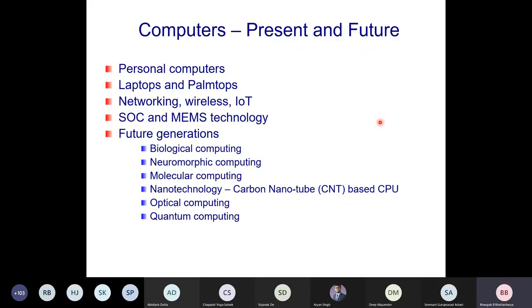So in future generations of computing, you might experience this kind of thing. Some of them have already arrived in the market, or already arrived in the industry and so on. But there are a lot of opportunities, and new technologies are awaiting ahead of you.